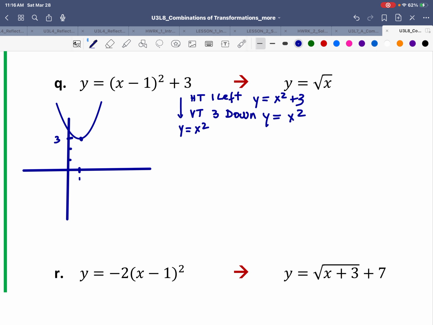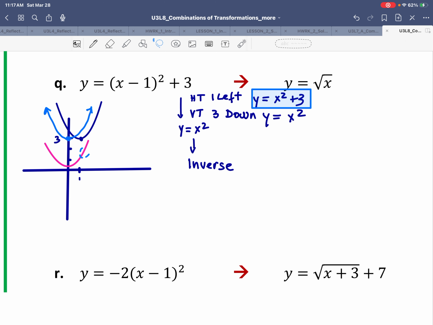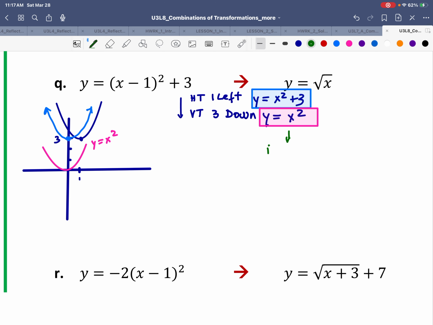So once you have come to y equals x squared, now we want to inverse it. Okay, so we're going to go again. I'm going to color code them so that's easier for us to follow. So first we're going to bring the parabola 1 unit to the left. So that's what we create here. And then 3 units down, so that's what we create in here. And now we have the graph of the parabola y equals x squared. And once we have y equals x squared, now we inverse it. And inversing this will bring us to y equals plus or minus the square root of x. So it will bring us here.